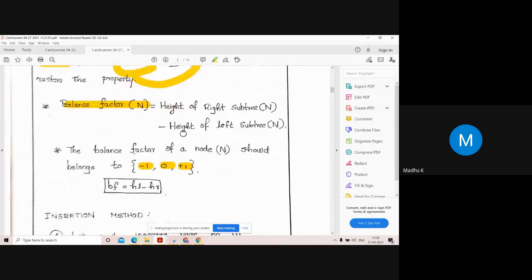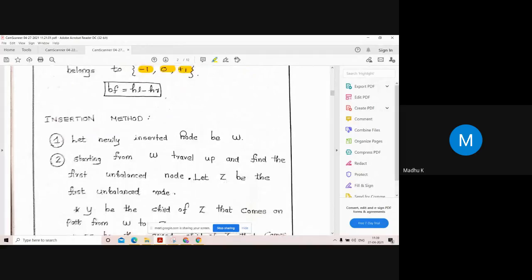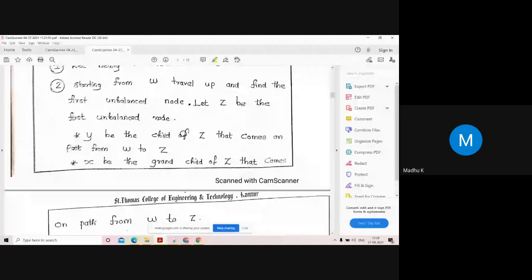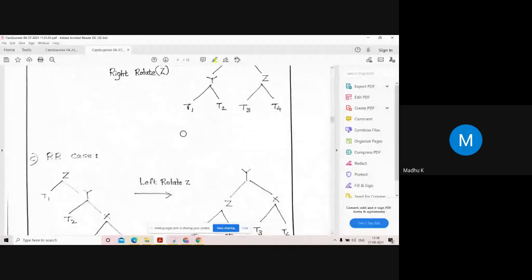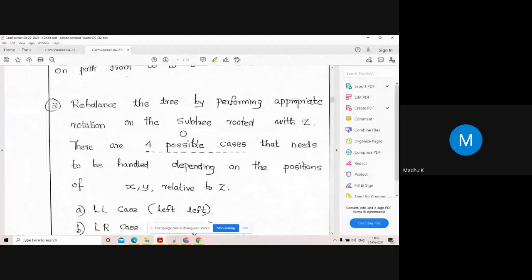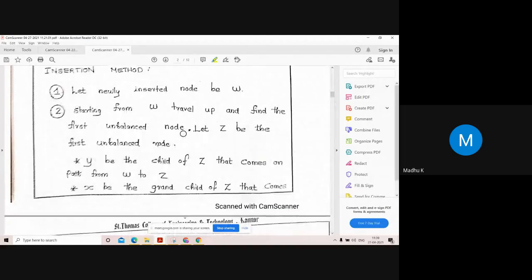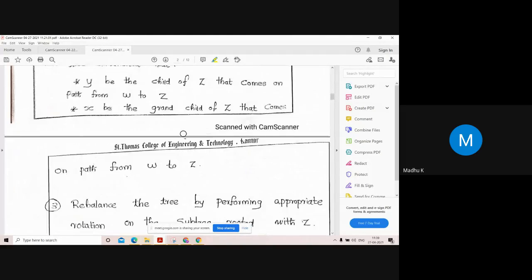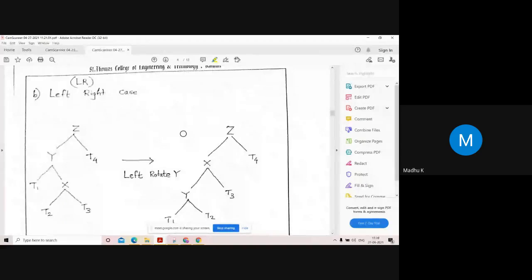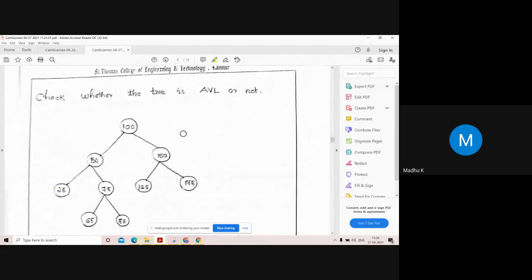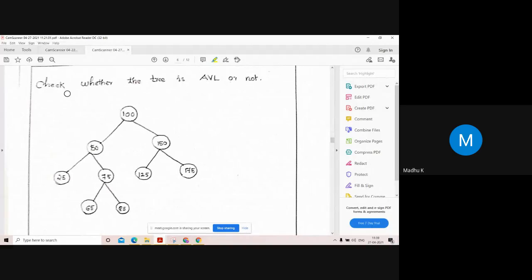Next we are going to discuss the insertion method. Before that, we want to discuss this case. This is the insertion method and this is the insertion algorithm, and we can come back to it. Now we are moving to check whether a tree is AVL or not.